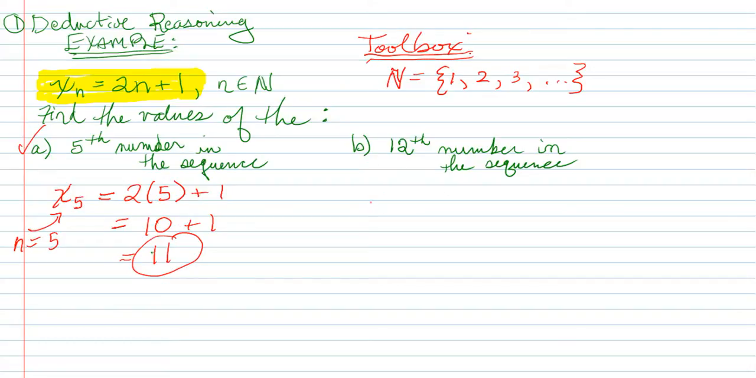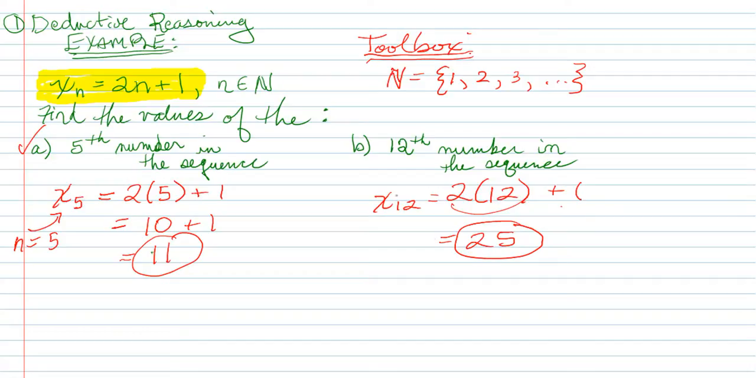The 12th number in the sequence. They're just saying here, let n be 12. So we're going to say 2 times 12 plus 1. We're just using the sequence definition given above in the problem. So we would have 24, 24 plus 1, and that would be 25.